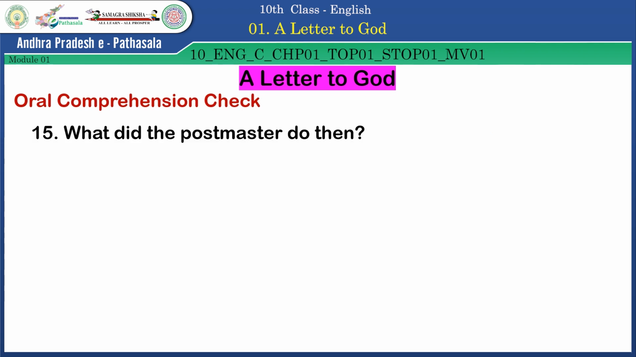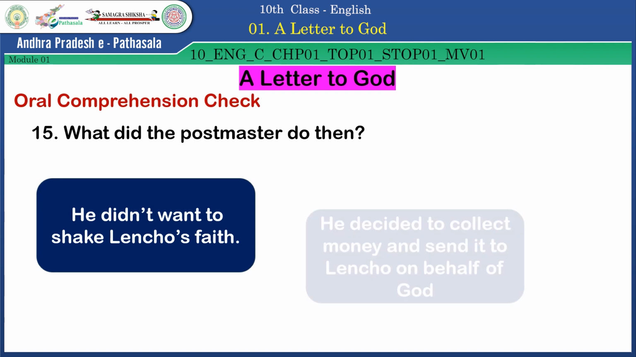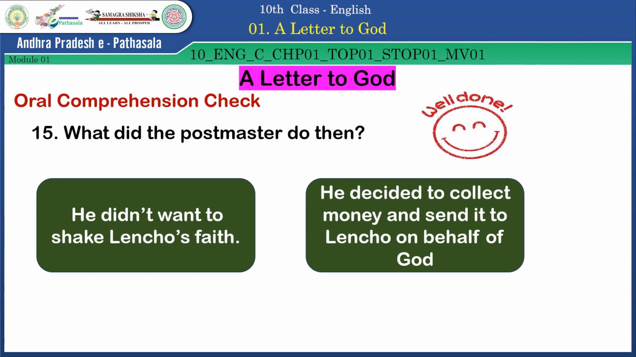What did the postmaster do then? The options given are: he didn't want to shake Lencho's faith, or he decided to collect money and send it to Lencho on behalf of God. What's the right answer? Yes, he decided to collect money and send it to Lencho on behalf of God. He didn't want to shake Lencho's faith. This is also a right answer. Yes. So, well done.